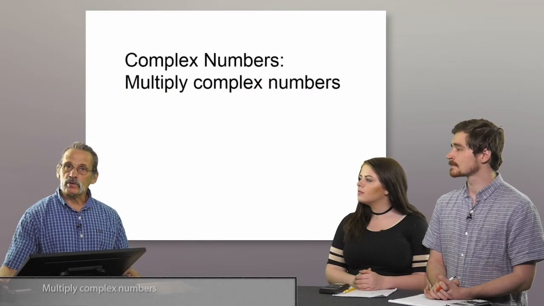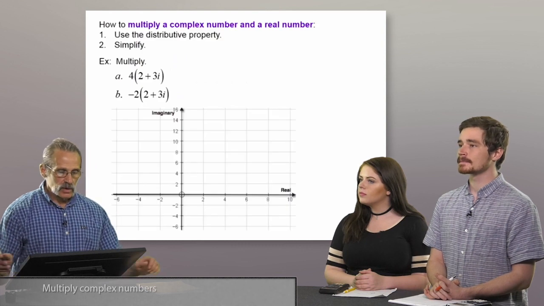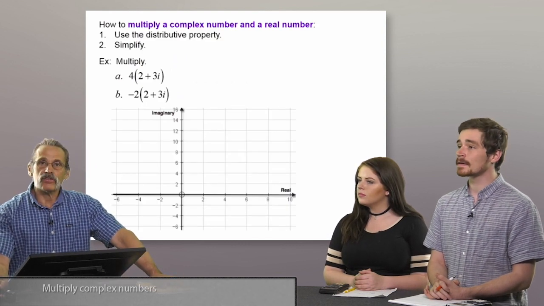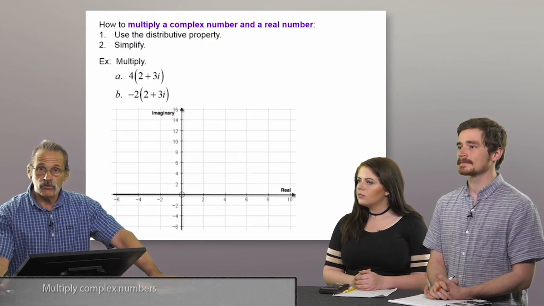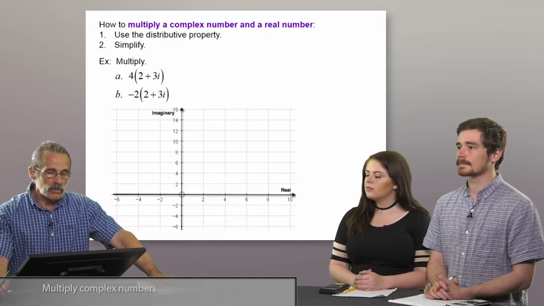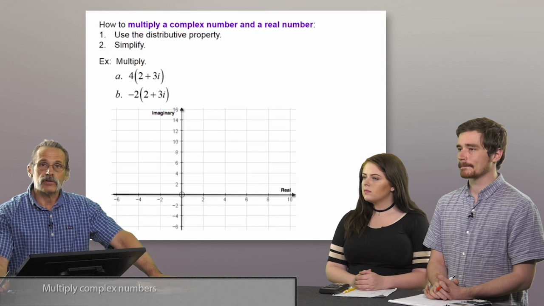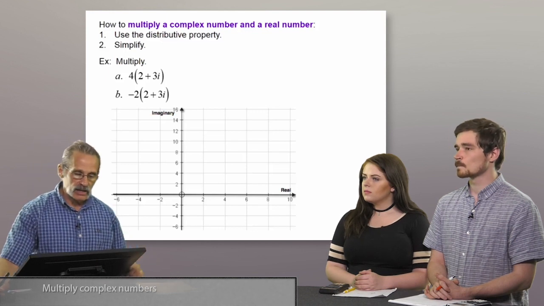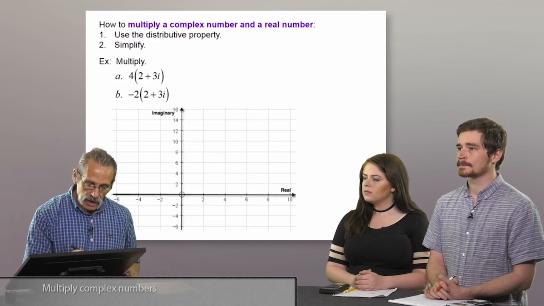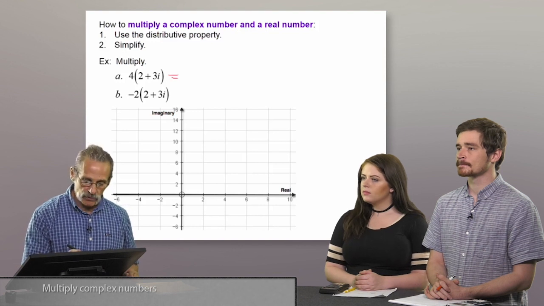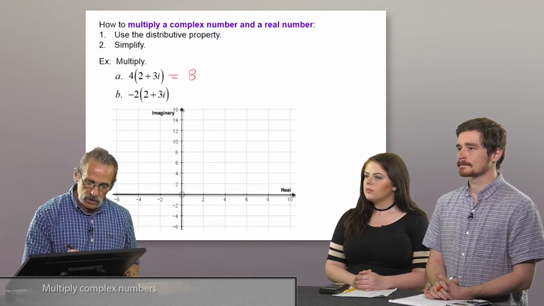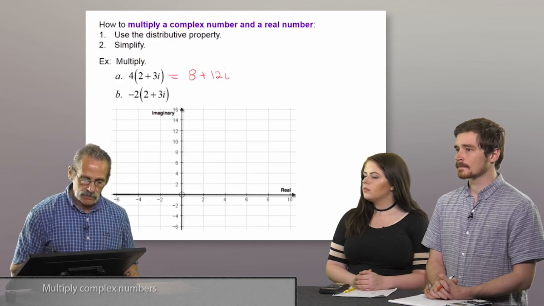Multiply complex numbers. Well, when we multiply a complex number by a real number, that's how we'll start, we'll use the distributive property and we'll basically simplify. For example, if I took the real number 4 and multiplied it by 2 plus 3i, I would distribute the 4. 4 times 2 is 8. 4 times 3 is 12, so I have 8 plus 12i.